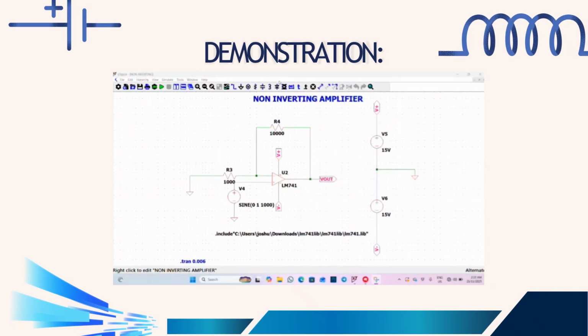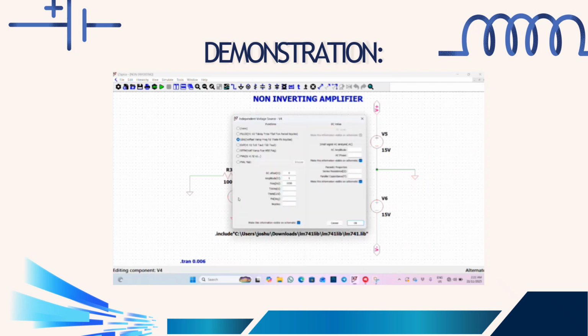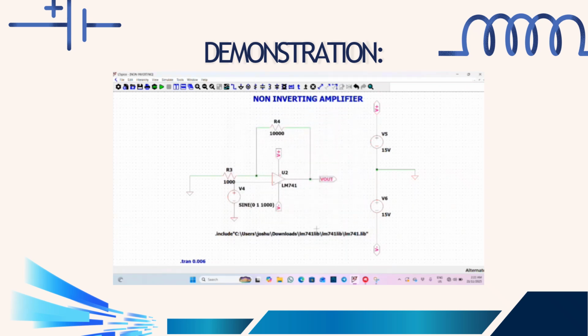So the second part is the non-inverting amplifier. We can see that the supply voltage is connected to the non-inverting input while the grounding is connected to the inverting input. The settings is a sine wave with 1 volt peak and 1 kilohertz for the frequency, and the stop time is 0.006 seconds. So let's simulate.